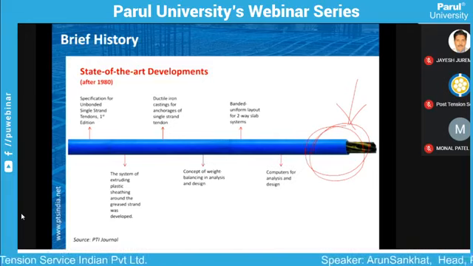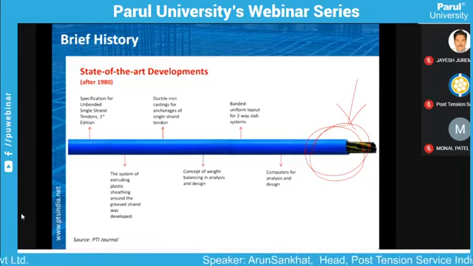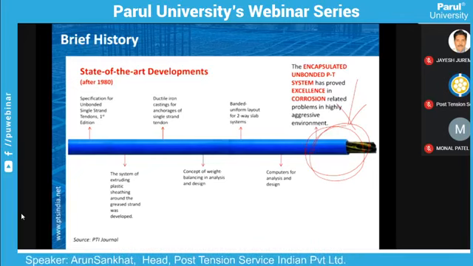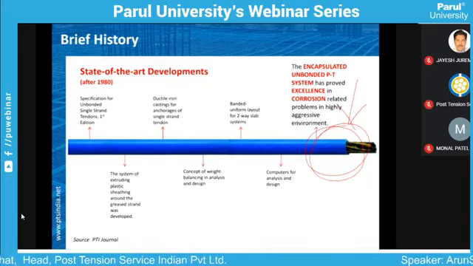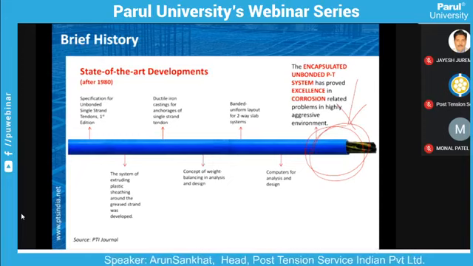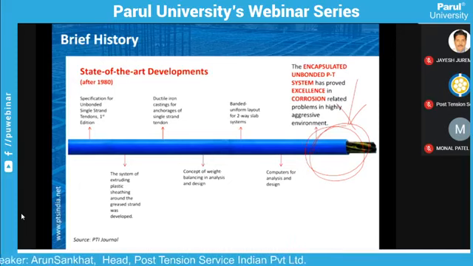So we are able to make all the analysis and design faster by having computers. And then now the encapsulated unbonded PT system is there. It works well in highly corrosive environments where corrosion is a huge problem. In fact, we are starting this encapsulated unbonded PT system as a default system in our case, and maybe from April, we'll start 100% encapsulated systems for our clients.